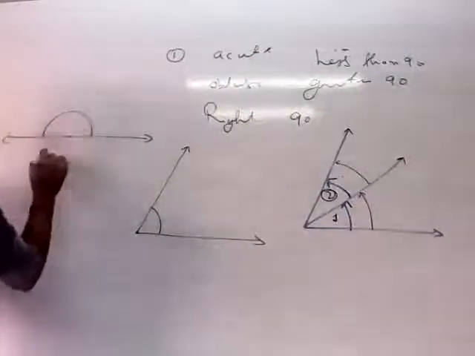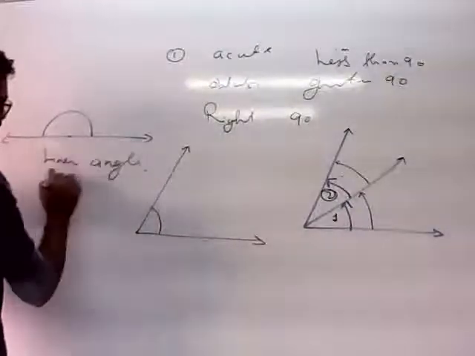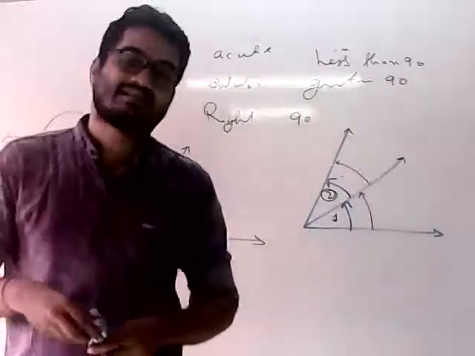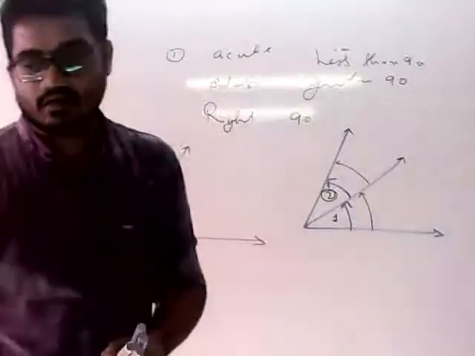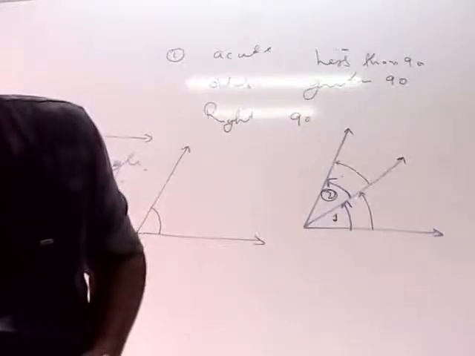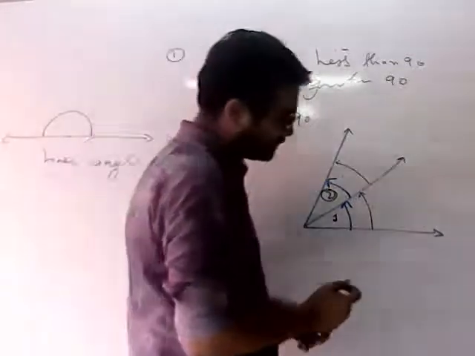This is called the linear pair of angle or linear angle. The 180 degree का angle सीधा बनता है, so that is called the straight angle or linear angle. Okay. Then the next topic that comes in our syllabus, that is the type of angles.